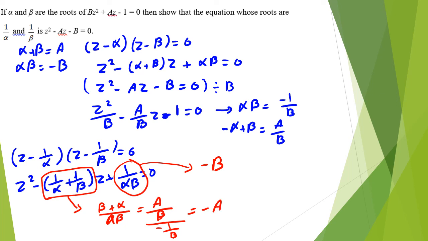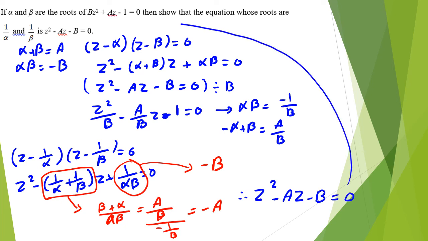So my final is z squared minus az minus b equals 0. And that's the same as the given equation. So you have proven those are factors. 1 over alpha and 1 over beta are the factors of these, because when you multiply together, simplify, resubstitute, you'll end up with this equation.